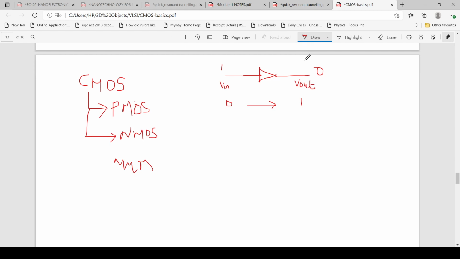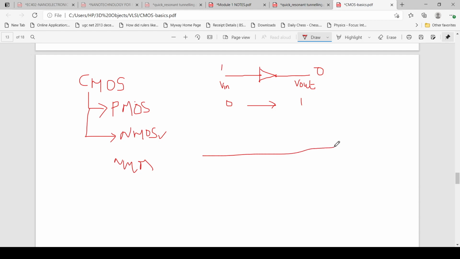This inverter circuit can be realized by using a CMOS, and CMOS is a combination of PMOS and NMOS. Now, the basic difference between NMOS and PMOS is that in an NMOS circuit, the charge carrier is the electron, or the current flow is due to the movement of electrons. And in a PMOS circuit, the charge carrier is the hole, and the current is due to the movement of holes. First, let's discuss the basic working of the NMOS circuit.